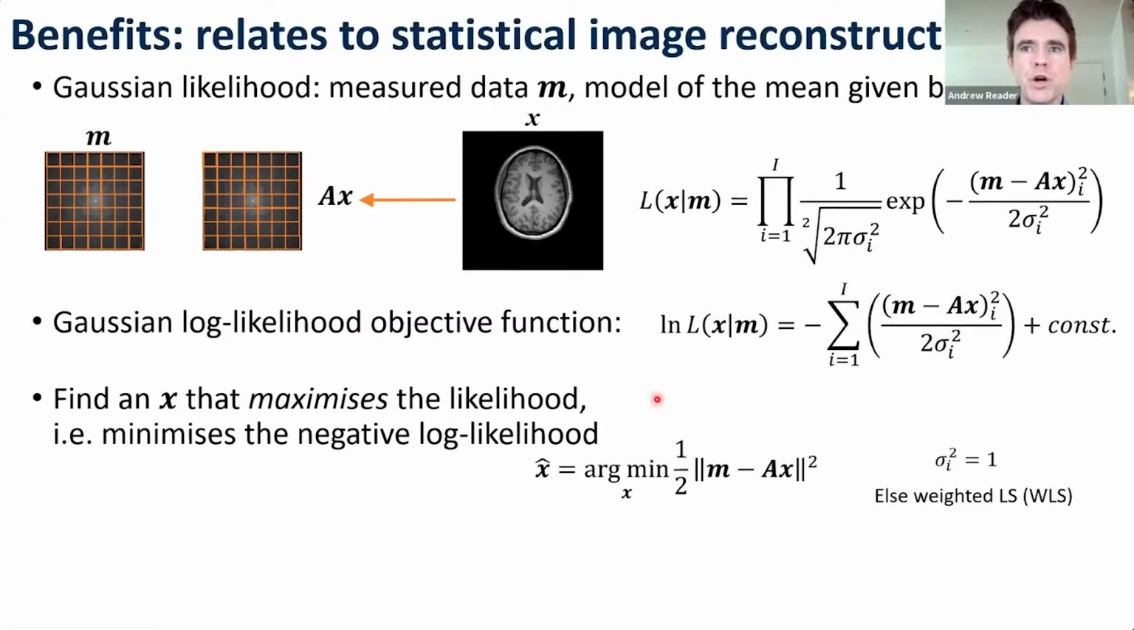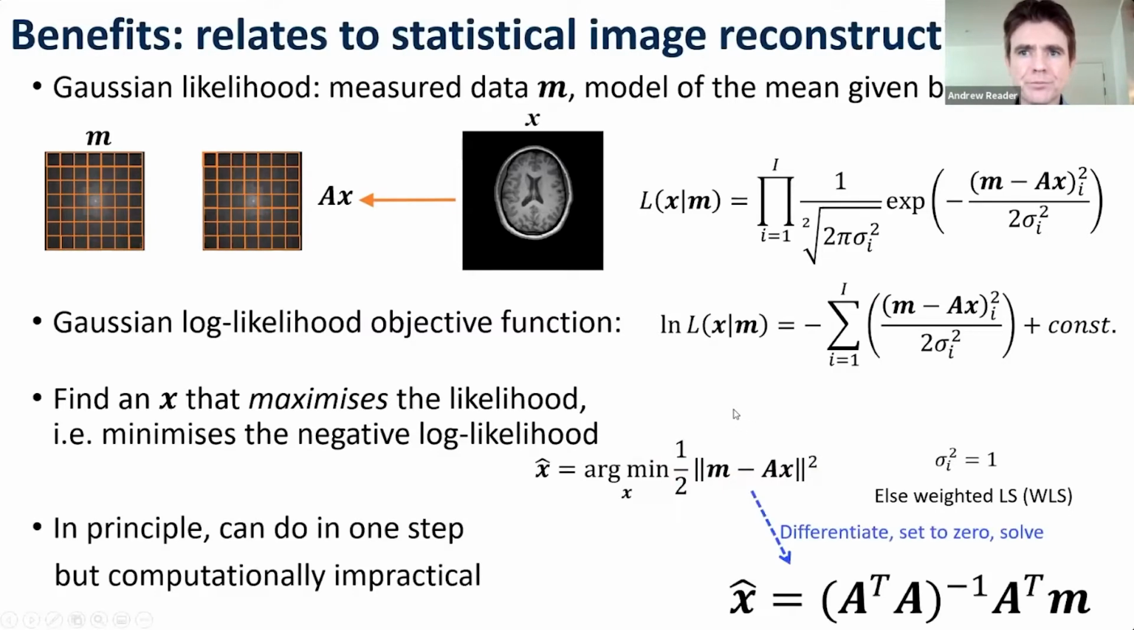You can see straight away that finding an X that maximizes that Gaussian log likelihood, if we pick sigma squared equal to 1, will correspond to minimizing the negative log likelihood. If you take the negative of that, we change the maximization problem to a minimization problem. So hopefully you can see that maximizing that corresponds to minimizing the negative log likelihood. This least squares objective function relates directly to a Gaussian noise model.